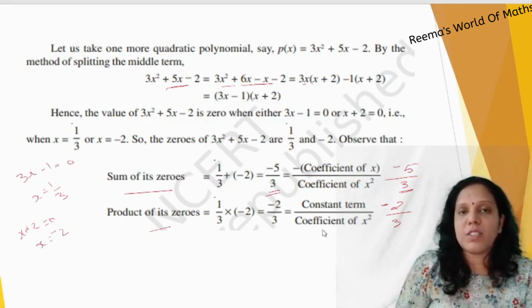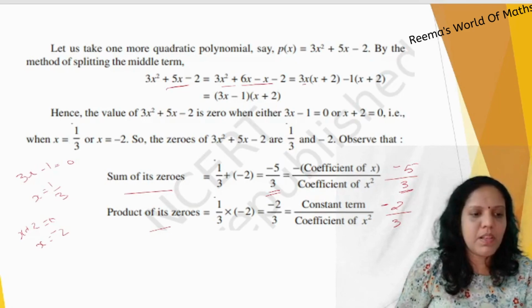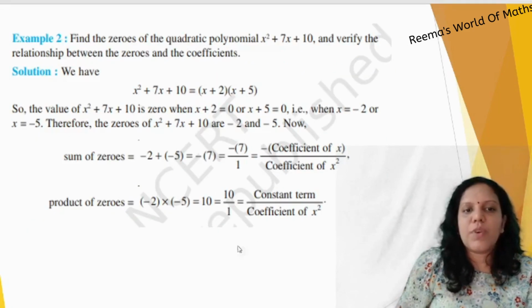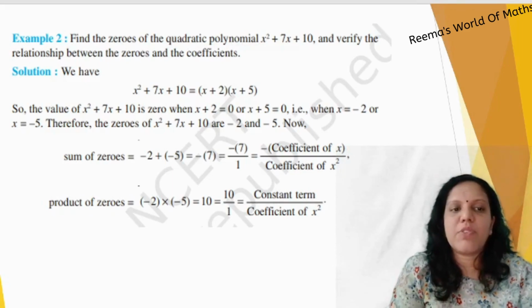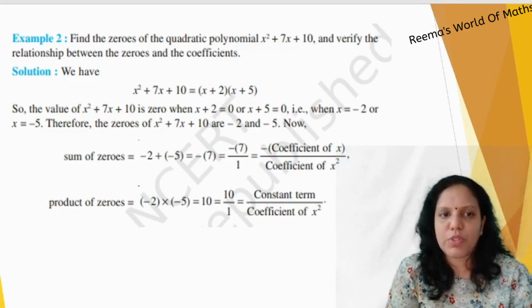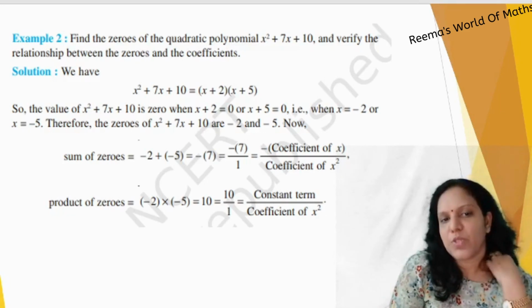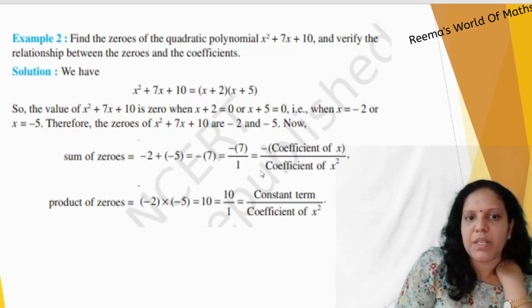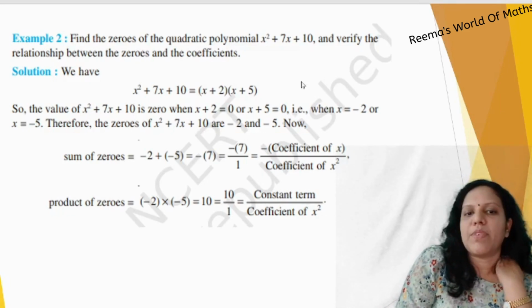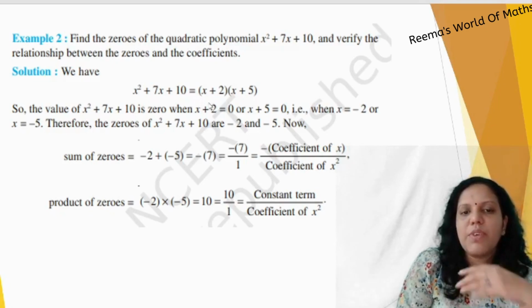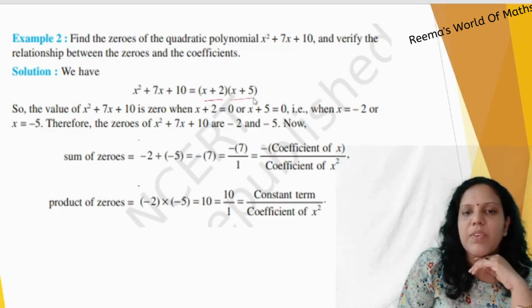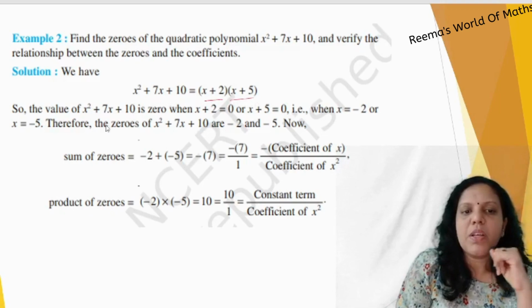Let's do one more example. Find the zeros of the quadratic polynomial x squared plus 7x plus 10 and verify the relationship between the zeros and the coefficients. Again, by using the splitting of the middle term, we split the middle term 7x into 2x plus 5x and factorize in the same way as we did in the previous question. We can factorize it as x plus 2 and x plus 5, the two factors of this polynomial.